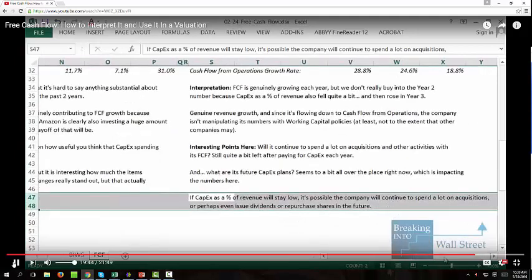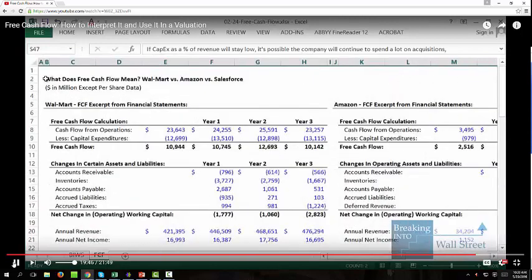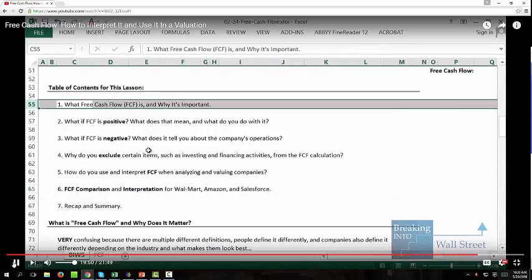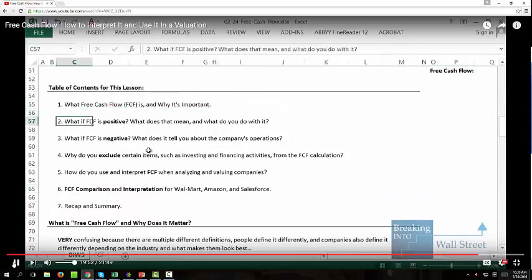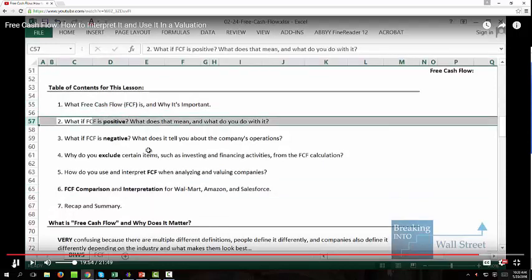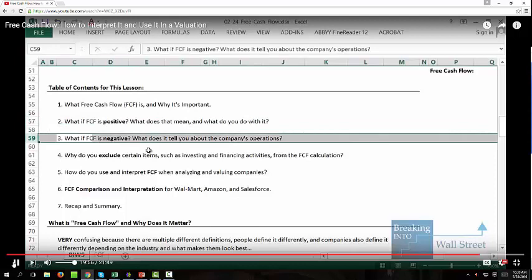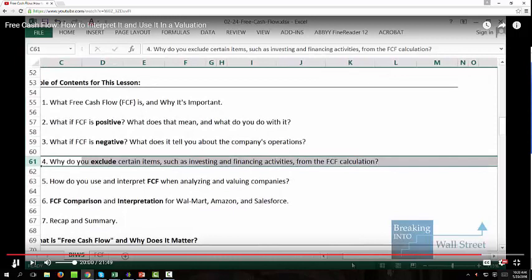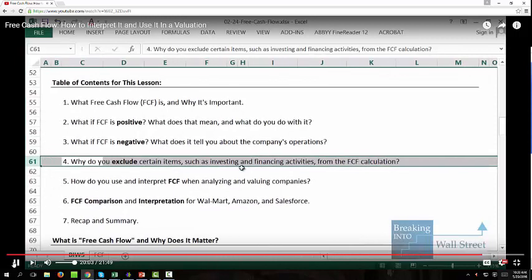So that's it for our interpretation of these 3 companies and their free cash flow numbers. To recap what we did in this lesson, first you learned what free cash flow is, why it's important, what it means if it's positive, possible ways to use it, what it means if it's negative and what to do about it, how to dig into it a little bit. Then you learned why you exclude certain items, such as many of those in the investing and financing activities section, from the calculation.